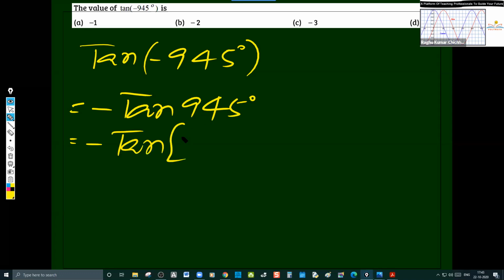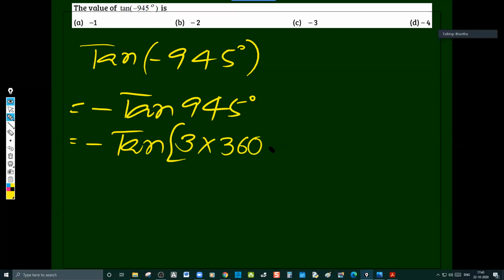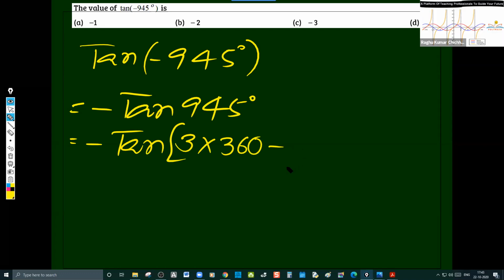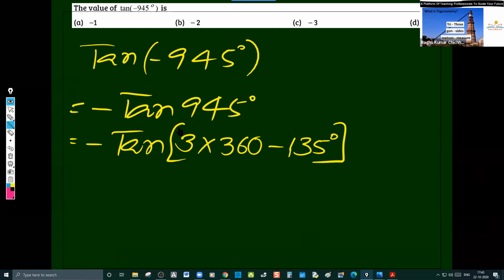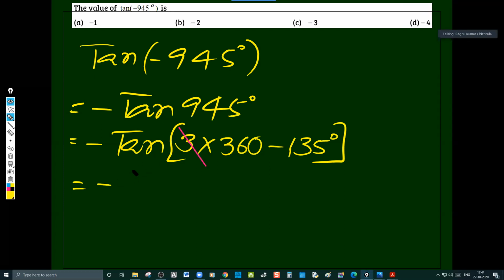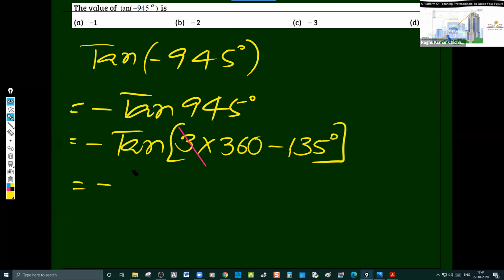You write this as 3 into 360, which is 1080, minus 135, since 80 plus 55 is 135. You can write it like this. Why am I writing it in multiples of 360? I said in the beginning, in allied angles, whatever multiple of 360 is there, you can simply neglect it. Tell me in which quadrant it comes under? Fourth quadrant. In the fourth quadrant, tan is negative. That is the reason it becomes minus of minus tan 135.